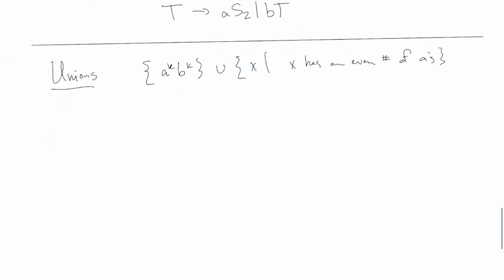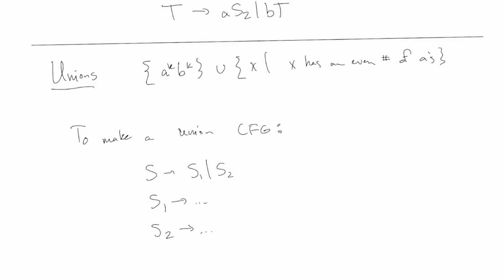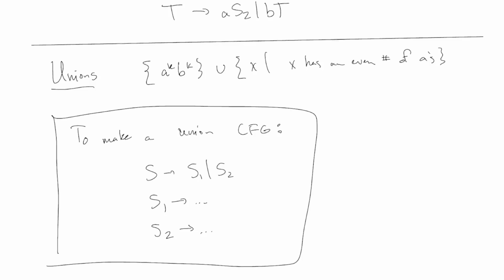So to get the unions, maybe I'll put this in another box. To make a union context-free grammar, you go S goes to S1 or S2, and then S1 goes to whatever it is, S2 goes to whatever it is, all right? That's all it takes. Very similar to the concatenation trick. The only difference is it's a bar here rather than the concatenation has no bar there, all right? Because the bar means or, that's why this works.